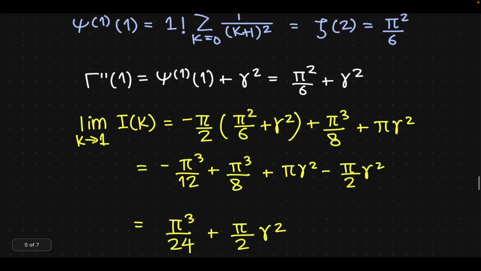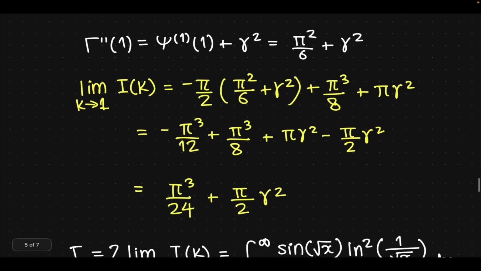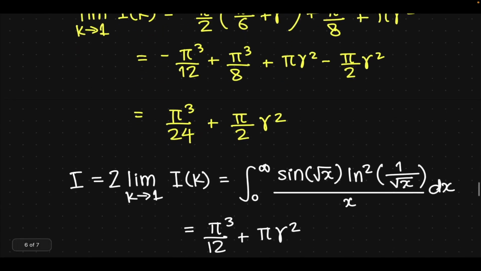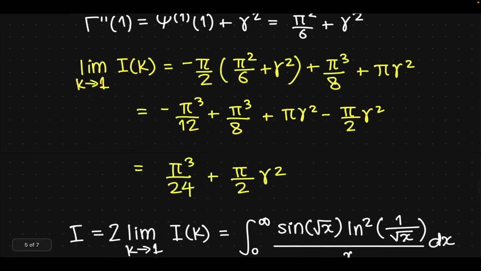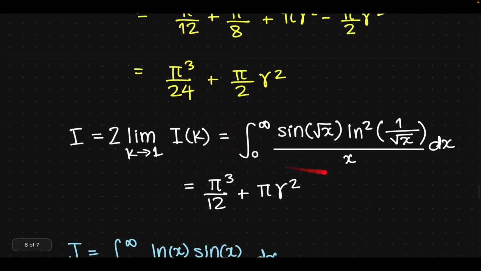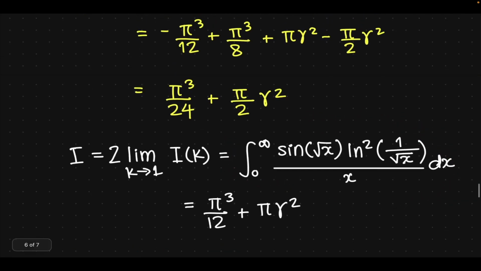We simplify, we get a negative pi cubed by 12 plus pi cubed by 8 plus pi gamma squared minus pi over 2 gamma squared, where gamma is the Euler-Mascheroni constant. And finally, we get pi cubed over 24 plus pi over 2 gamma squared. But let's not forget the prefactor 2 we need to multiply. I is 2 times the limit k goes to 1 of I of k. We just found the limit part in the yellow. So multiplying by 2 and writing the initial integral out, we get pi cubed over 12 plus pi Euler-Mascheroni squared.